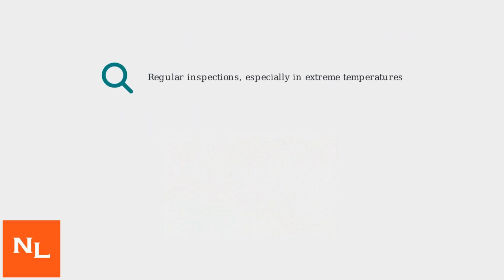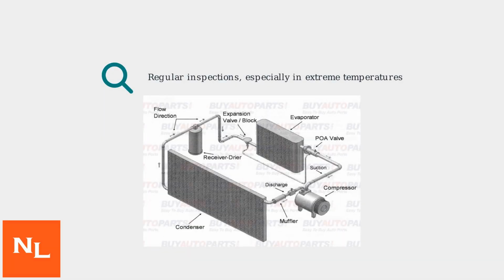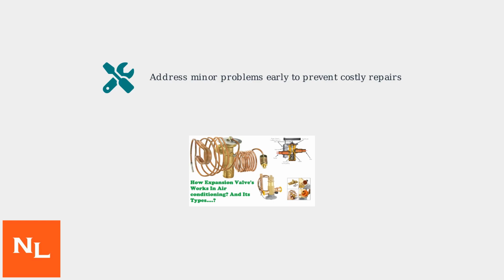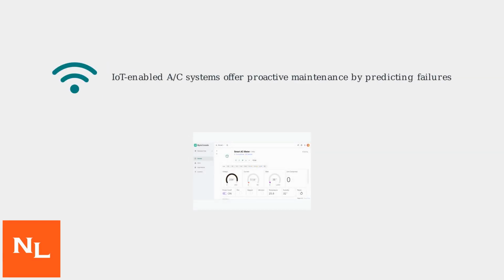To prevent expansion valve issues, ensure your AC system is regularly inspected, especially in regions with extreme temperatures. Use high-quality refrigerants and replace the filter dryer as recommended. Addressing minor problems early can prevent more costly repairs down the line. IoT-enabled AC systems are also offering proactive maintenance by predicting valve failures before symptoms manifest.